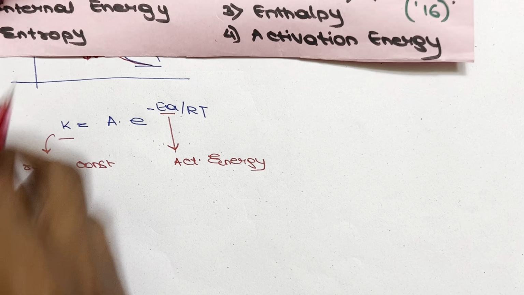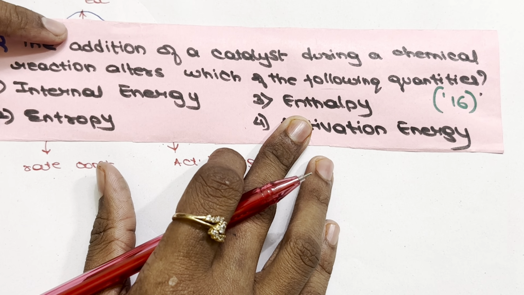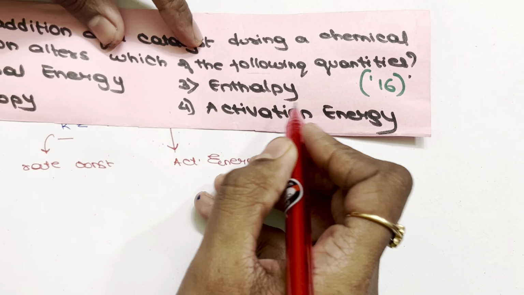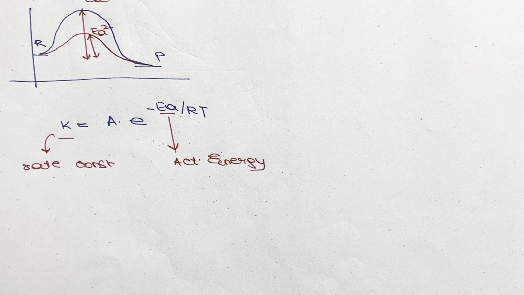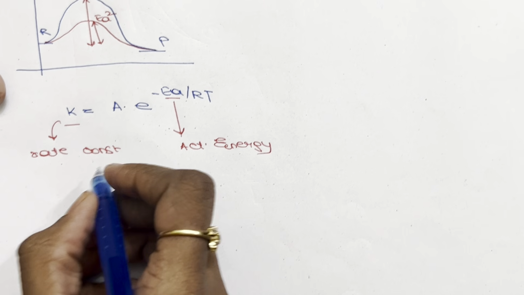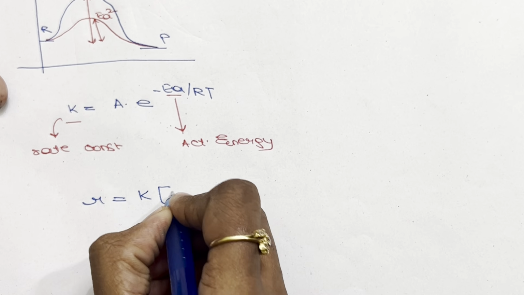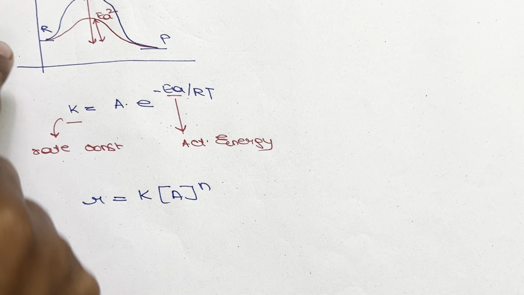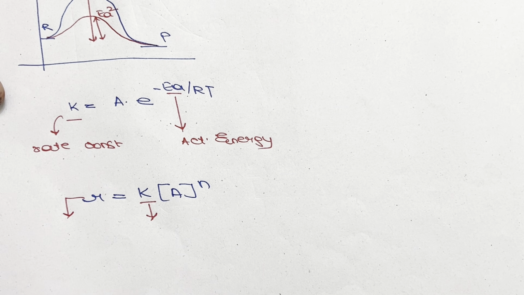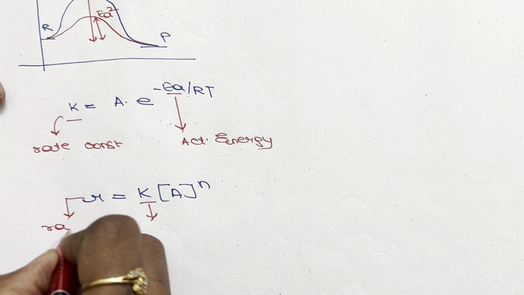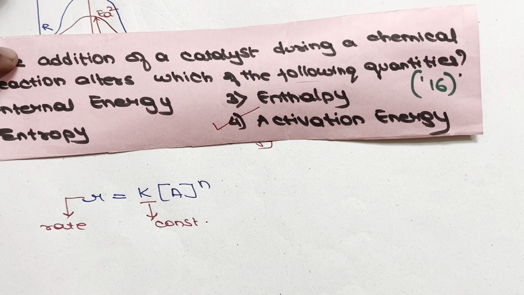So the question asked is: the addition of a catalyst during a chemical reaction alters which of the following quantities? The answer is 4, because when the activation energy changes, the rate of a reaction also changes, as we have the formula rate R = k [A]^n. When k, the rate constant, changes, the rate of a reaction also changes. So it is option number 4.